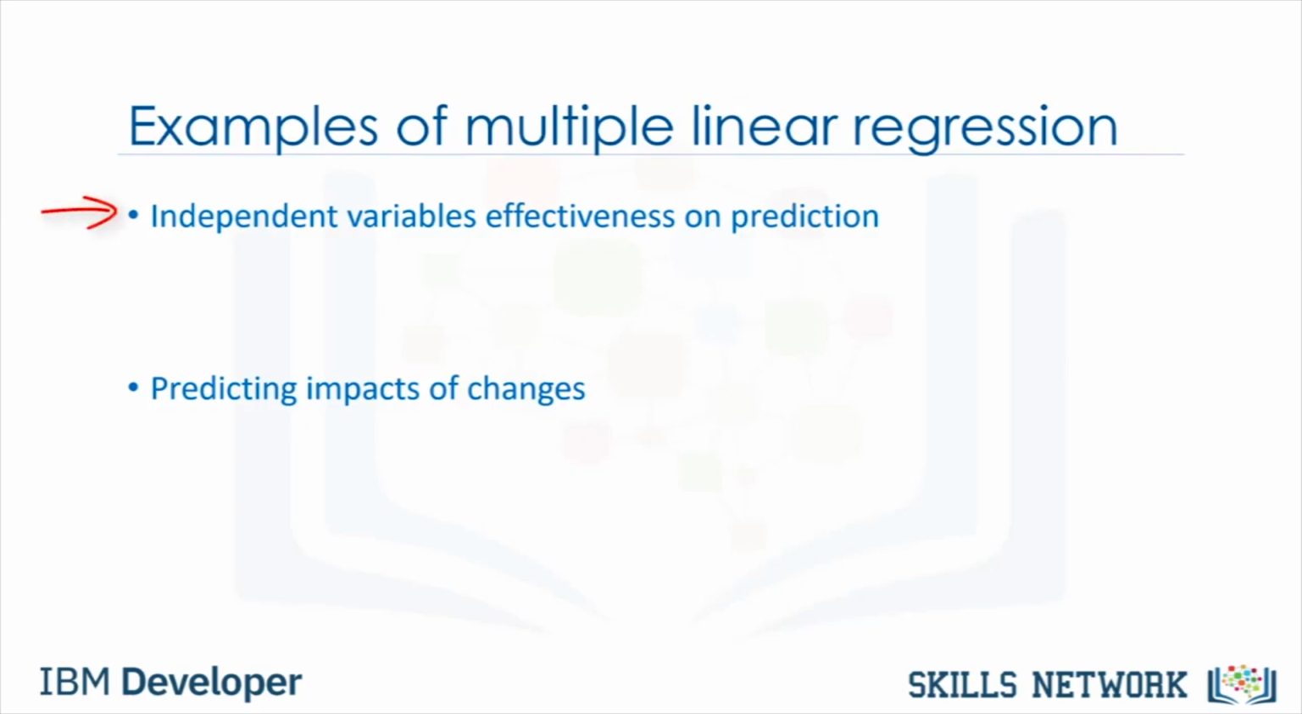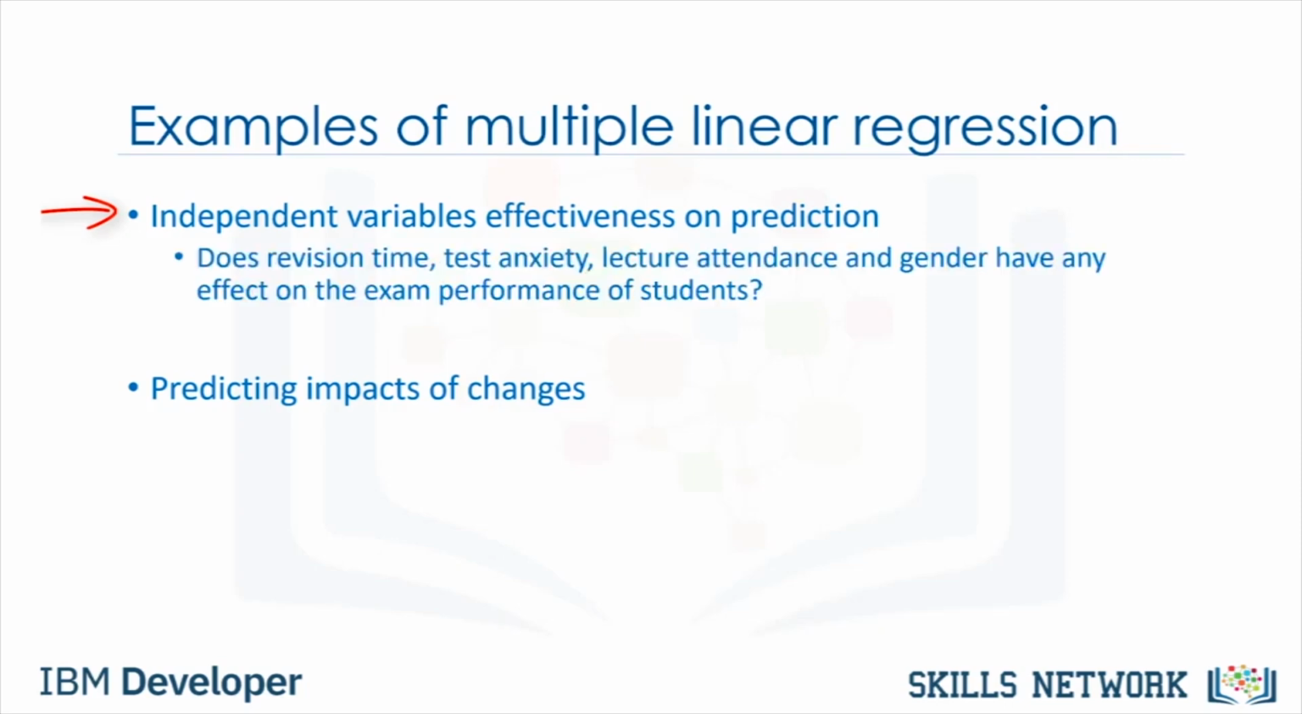First, it can be used when we would like to identify the strength of the effect that the independent variables have on a dependent variable. For example, does revision time, test anxiety, lecture attendance, and gender have any effect on exam performance of students?